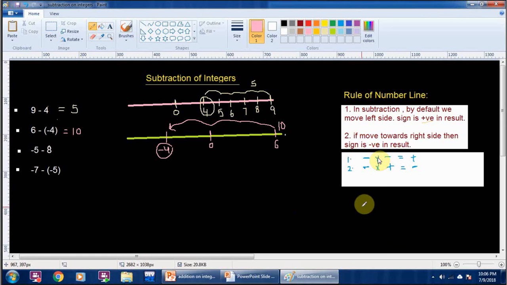If I solve it without the number line, there are some other rules. As we know, in this case there are 2 signs contiguous. We have to solve these 2 signs first. According to these rules, minus minus, this is multiplied, that is equivalent to plus. So it is equivalent to 6 plus 4, that is 10.